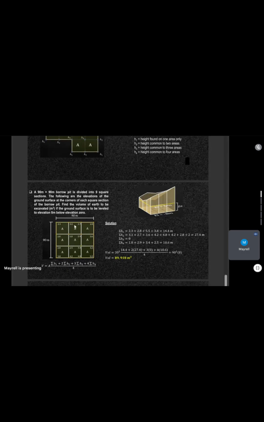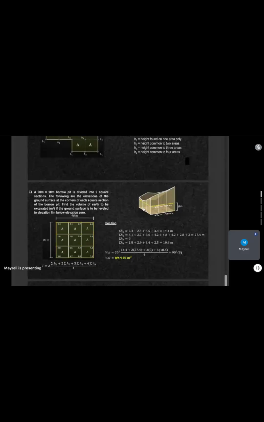So this is the 90 by 90 borrow pit. Then it is divided into 9 equal squares, so they are equal areas. And those numbers are the elevations at those corners or at those points. And it says the ground is to be leveled to elevation 8 meters below the elevation 0.